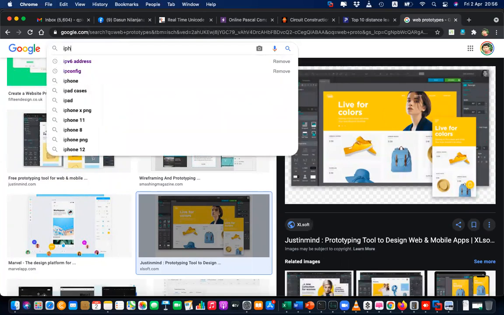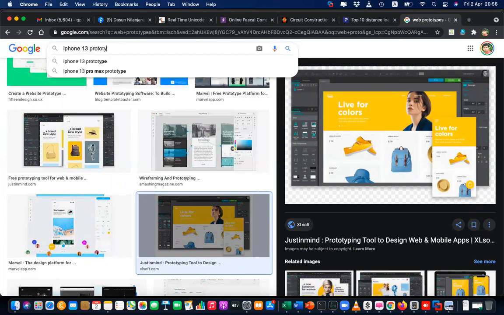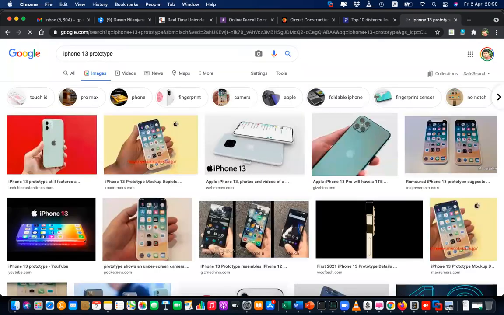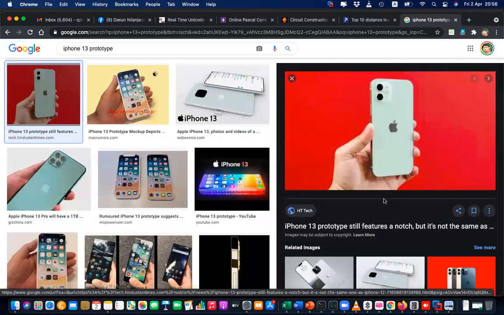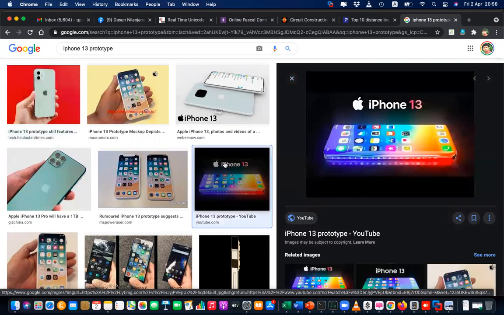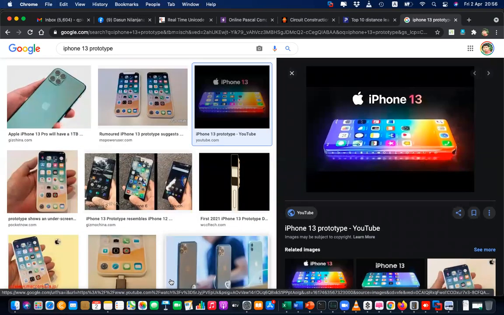For example, iPhone 13, you can prototype. Before releasing that, you can prototype. Right? It shows the features which are going to come in. Possibilities of the next version. But the prototype implementation, it depends.